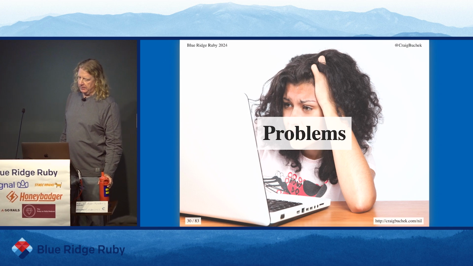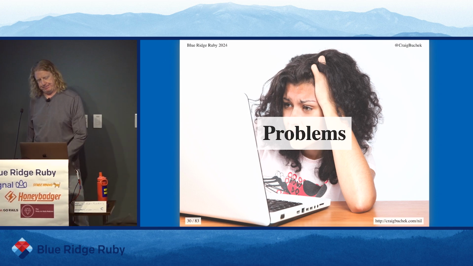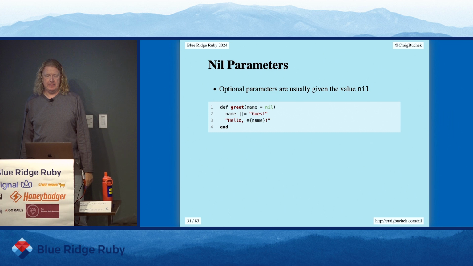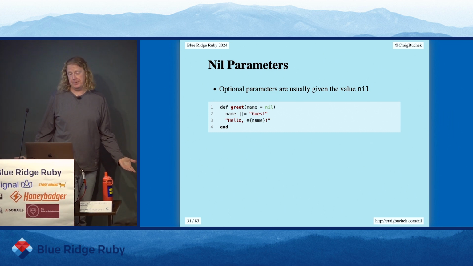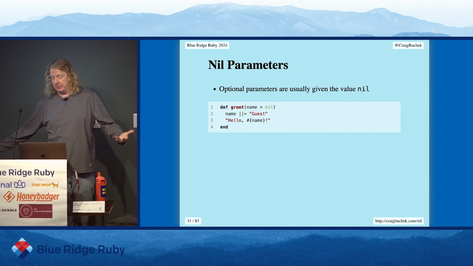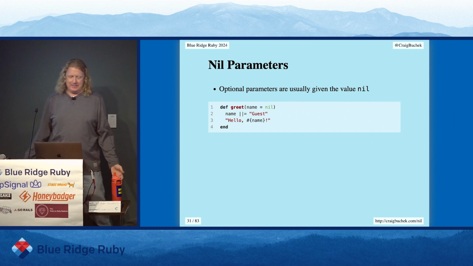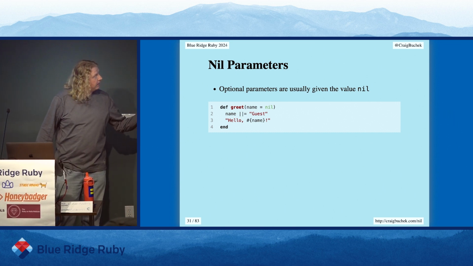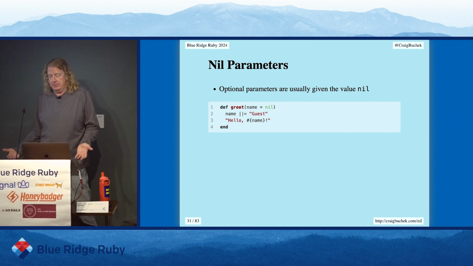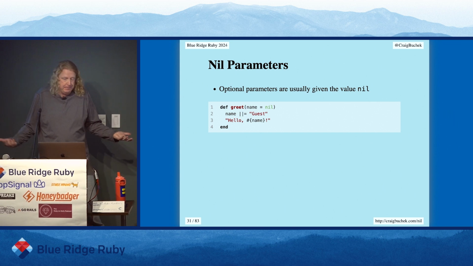So nil can cause us a lot of headaches, right? It's idiomatic to use nil as a default value for optional parameters. Here we're using that conditional assignment operator again. And this probably isn't the best example. I see it a lot, but we probably should have just used name equals guess in the parameter list.